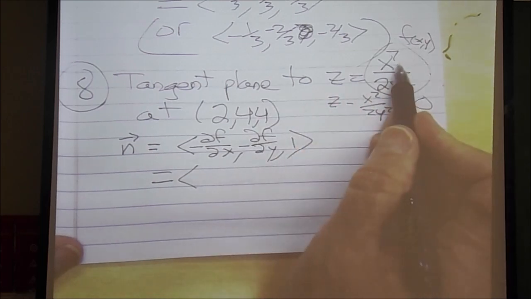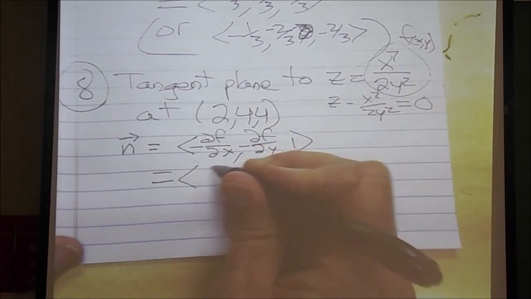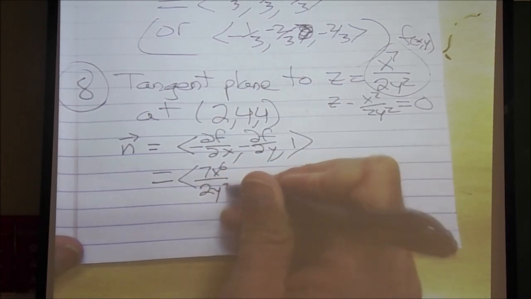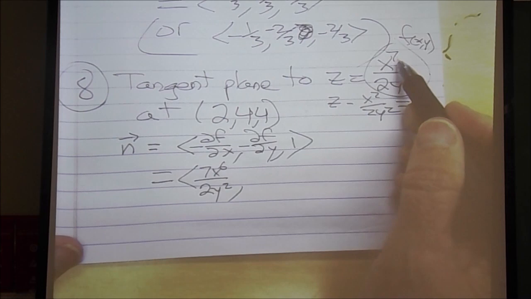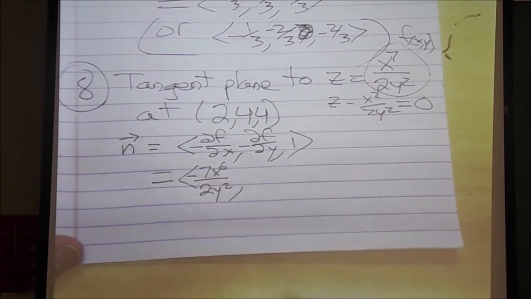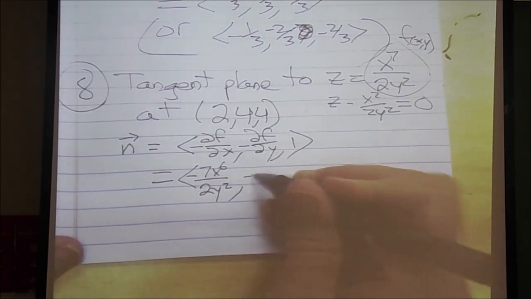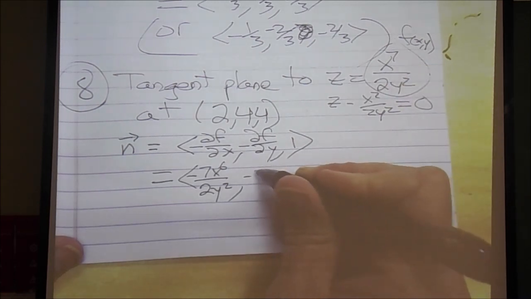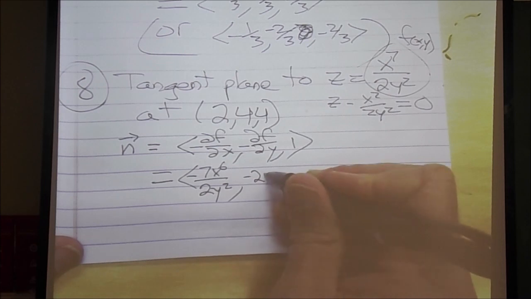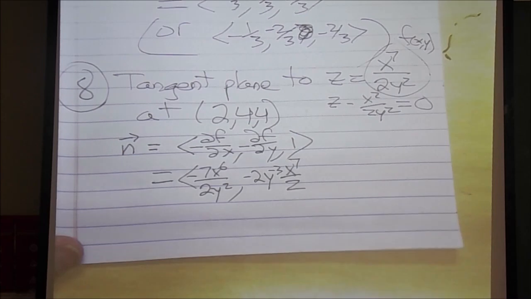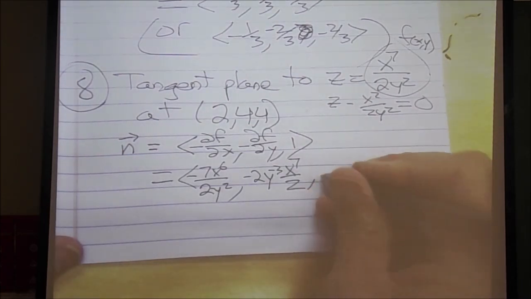Let's see, df dx, treating y as a constant, is just 7x to the 6th over 2y squared. Alright, treat this as x to the 7th times a constant, and then I need a minus. Minus df dy, take minus, so don't forget it. Treat this as x to the 7th over 2 times y to the minus 2, and the derivative is minus 2, y to the minus 3, times x to the 7th over 2, and then 1.